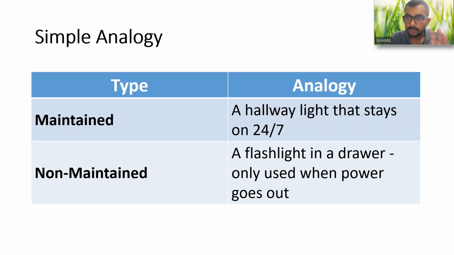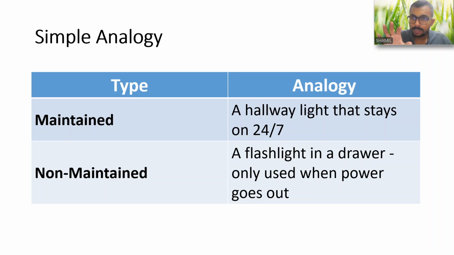So a simple analogy, for those people who are still trying to comprehend: the maintained emergency light is actually like a normal light that glows 24/7, like a hallway light. Okay, so it glows for 24/7. So that is maintained emergency light. That's the analogy that you need to understand.